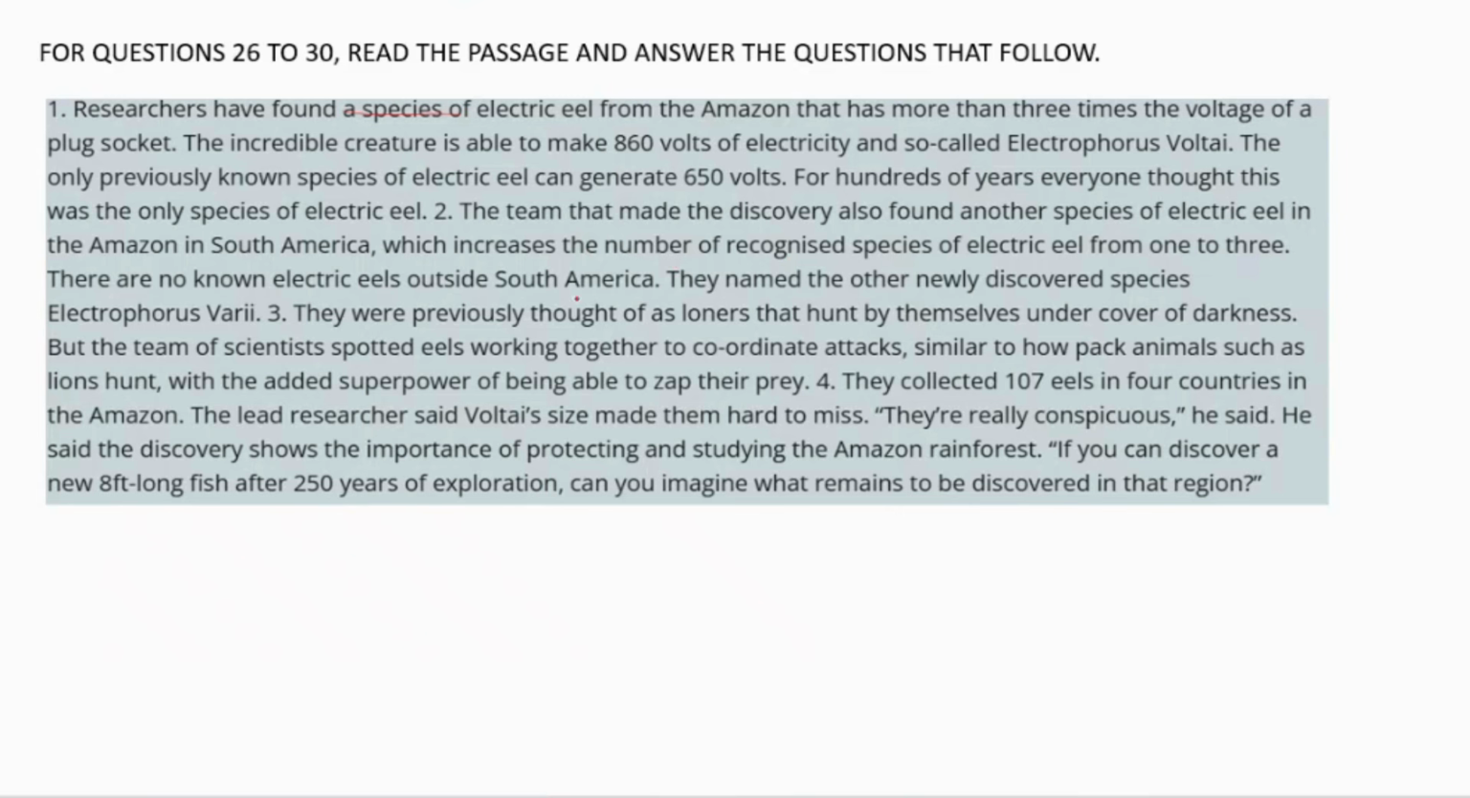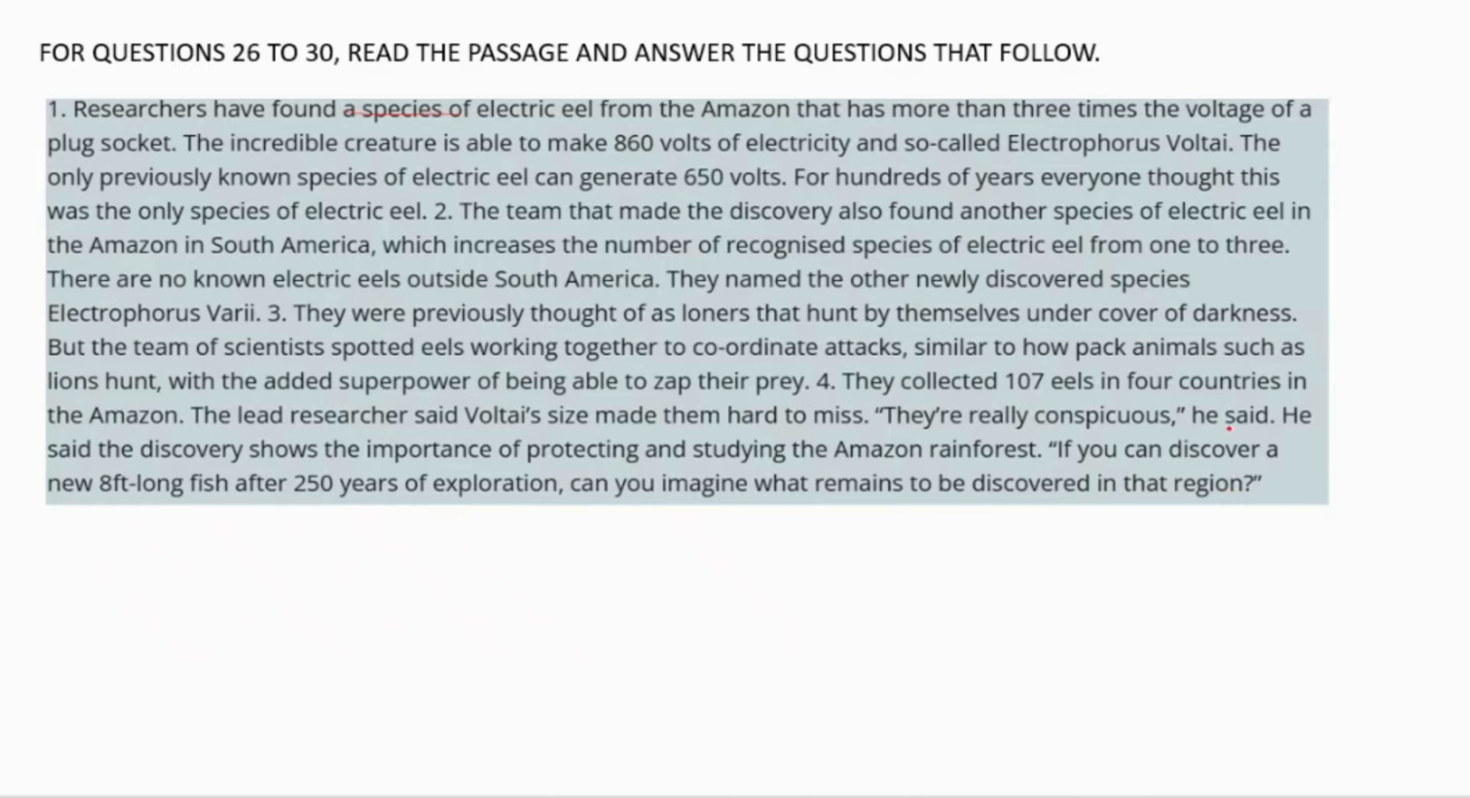There are no known electric eels outside South America. They named the other newly discovered species electrophorus veri. Now, they were previously thought of as loners that hunt by themselves under cover of darkness. But the team of scientists spotted eels working together to coordinate attacks, similar to how pack animals such as lions hunt, with the added superpower of being able to zap their prey. They collected 107 eels in 4 countries in the Amazon. The lead researcher said Voltaire's size made them hard to miss. They are rarely conspicuous. He said the discovery shows the importance of protecting and studying the Amazon rainforest. If you can discover a new 8 feet long fish after 250 years of exploration, can you imagine what remains to be discovered in that region?